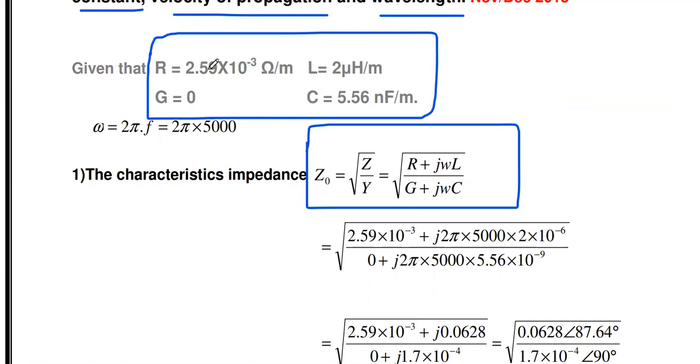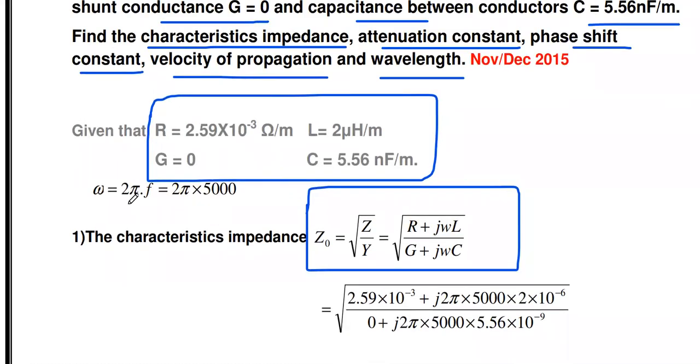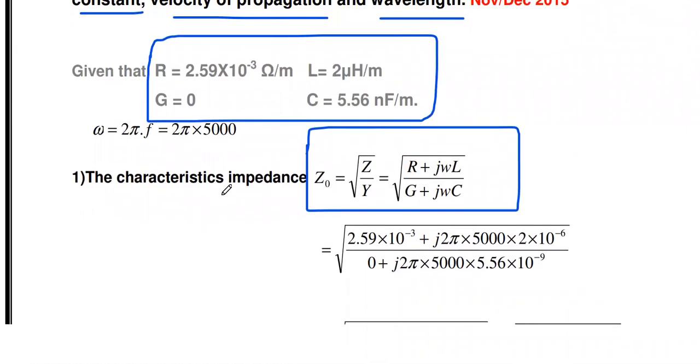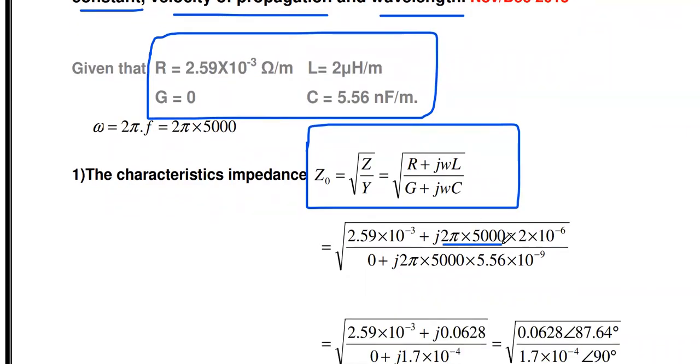So you see, what is R? 2.59 × 10^-3 plus jω. What is omega? 2πF. So you substitute 2π × 5000 × L, which is 2 micro, so instead of micro, 2 × 10^-6. You substitute, divided by G, G is 0, and jω, 2π × 5000 × C, 5.56 nano, 10^-9.